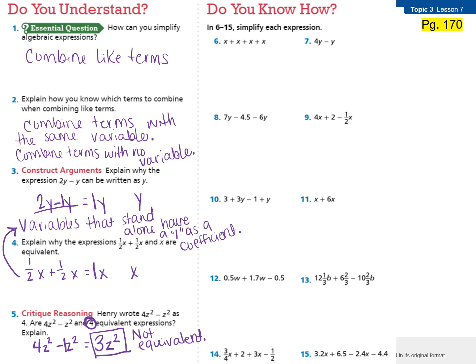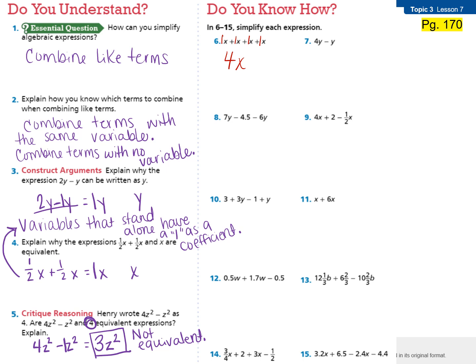All right, let's move on. Number 6. On 6 through 15, we are just combining like terms so that we can simplify the expression. So remember, if you don't have a coefficient in front of your variables, then put a 1. Remember, coefficients are the numbers in front of your variables. All of these are like terms because they all have the variable x. So we're adding 1 plus 1 plus 1 plus 1, which gives you 4x.